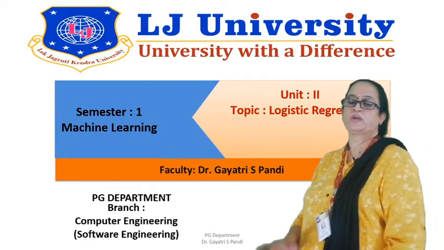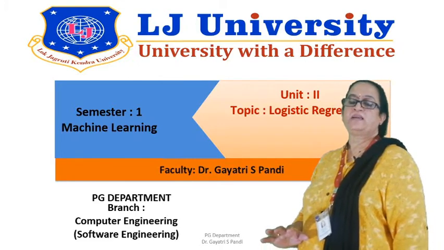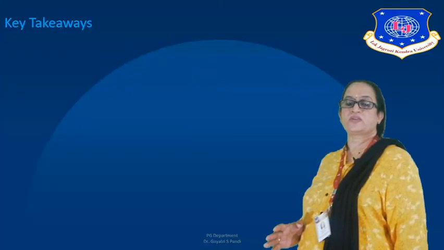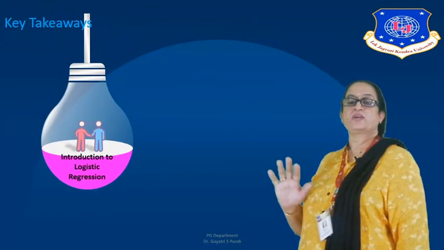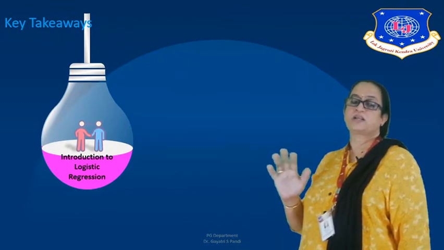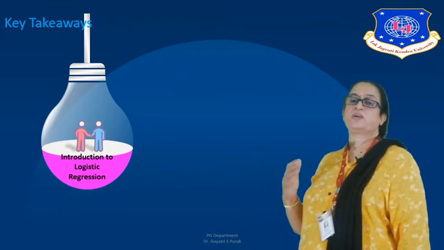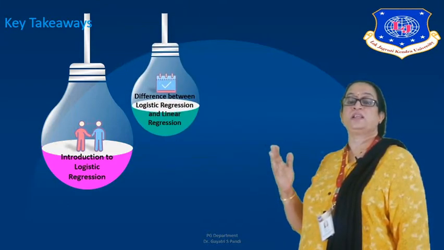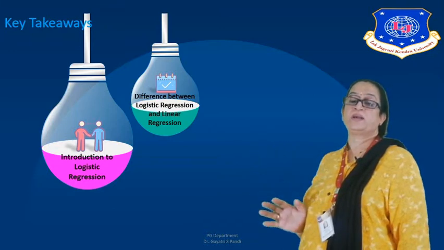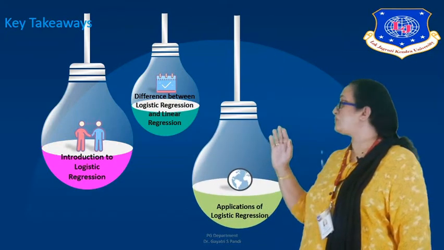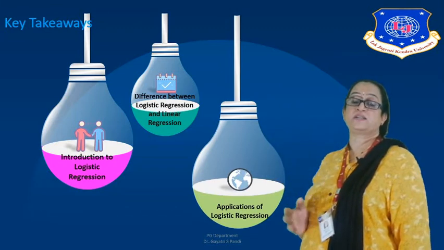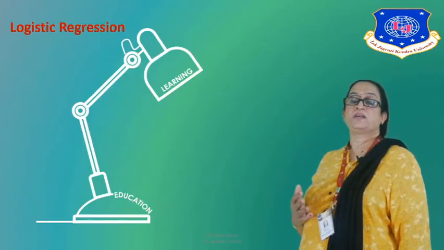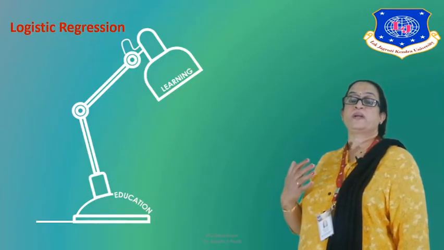This is a very important topic with respect to machine learning, and it's basically used for classification. Let us see the key takeaways for today's session. First we'll have an introduction about logistic regression, like what is logistic regression, what is the cost function that is applied. Then let us see about the logistic regression versus the linear regression, what are the major differences between them. Then let us see about applications of logistic regression along with the cost function which I discussed, followed by certain assignments. So logistic regression is very important with respect to classification.